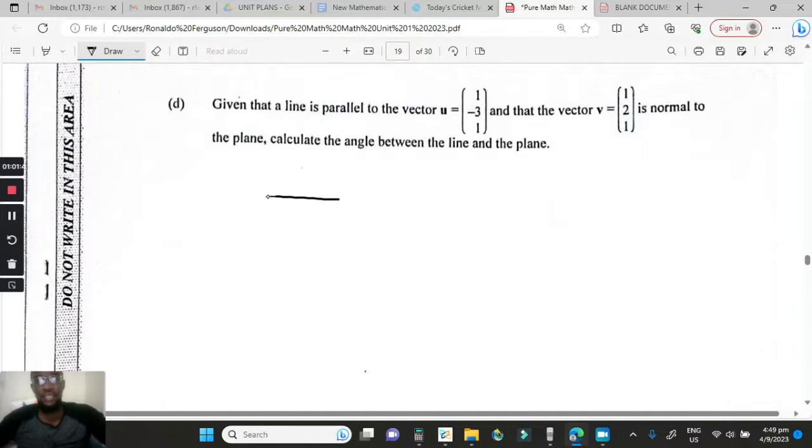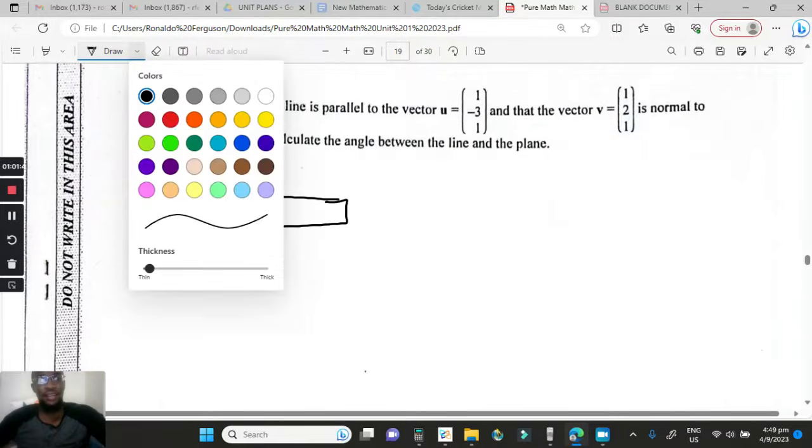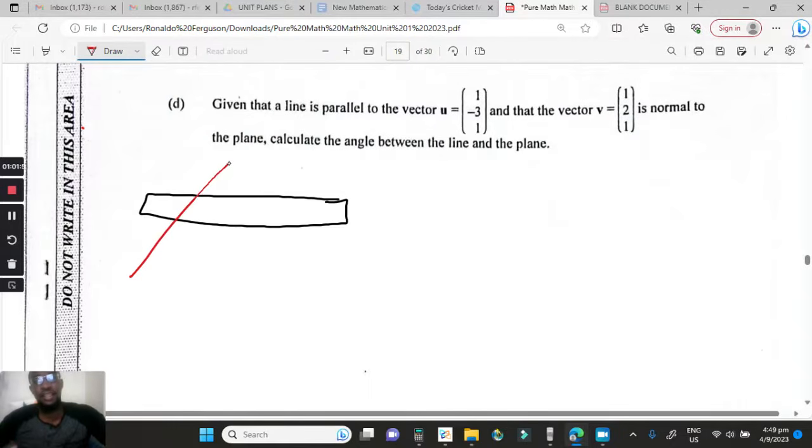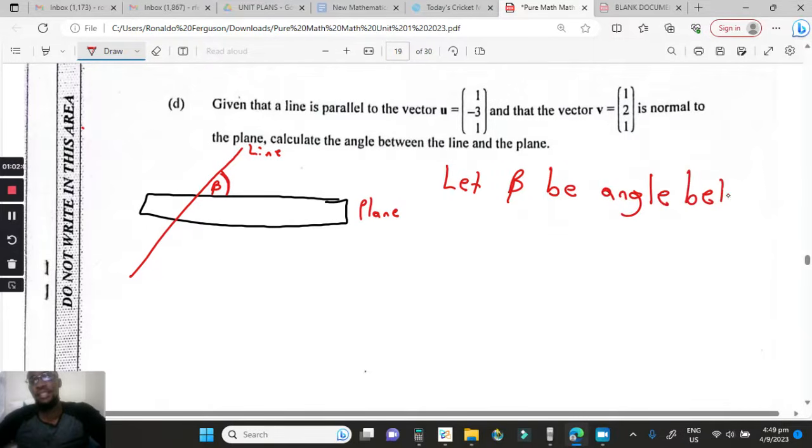So what we're saying is, we have the plane and we have the line, and they want us to find the angle between the line and the plane. This is the line and this is the plane. We need to find the angle. Let's call the angle beta. So we're going to say let beta be the angle between the line and the plane.